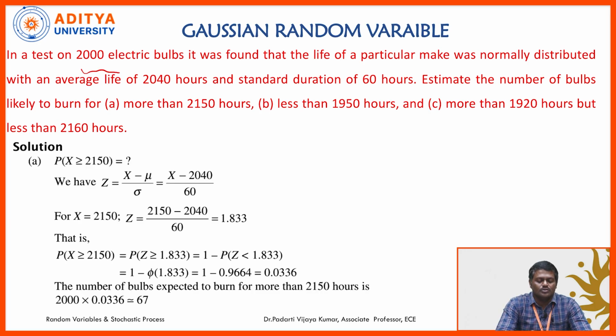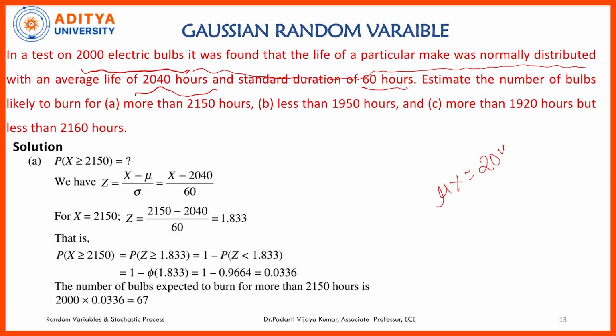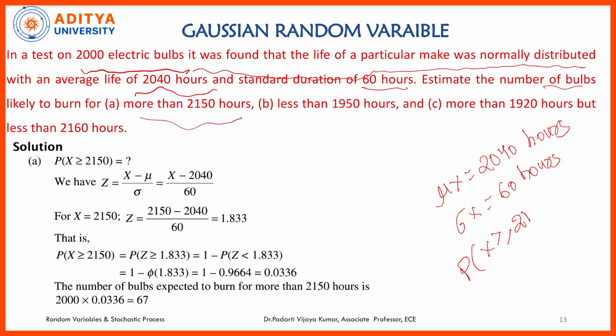In a test there are 2000 electric bulbs. It was found that the lifetime of a particular make was normally distributed with an average life of 2040 hours and a standard deviation of 60 hours. The total number of bulbs is 2000. Now, they are asking us to calculate the probability that the number of bulbs likely to burn for more than 2150 hours, that is, probability of x greater than 2150.